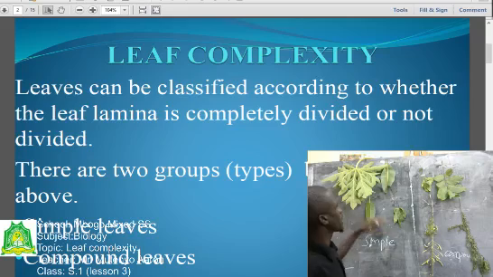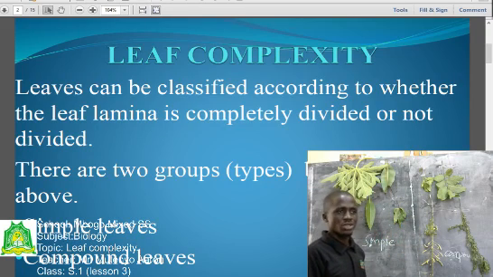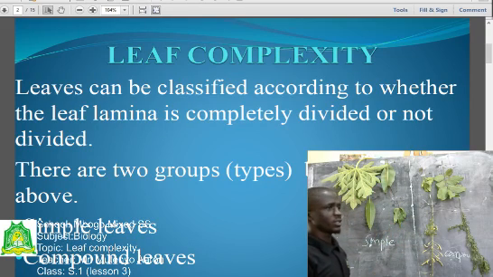Okay, so we have two types of leaves. You have simple leaves and then compound leaves. These are just examples. There are very many types of leaves in nature, but these ones are just a few examples picked from the surroundings to take us through today's study. So like I've told you, you should have a reason as to why you're calling these ones simple and compound.